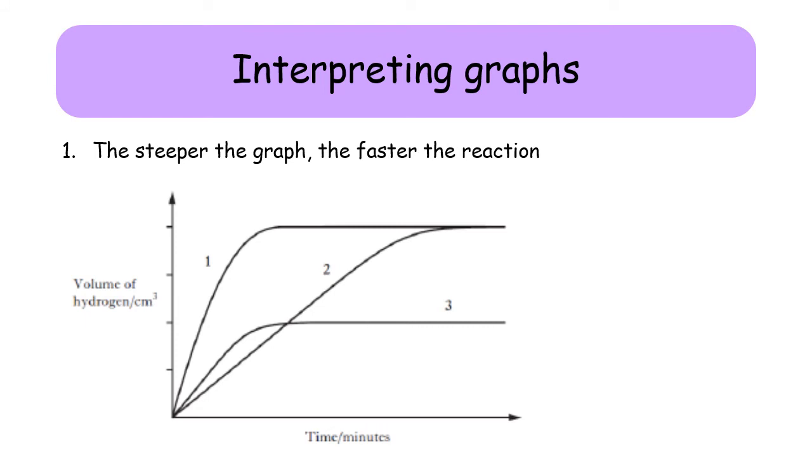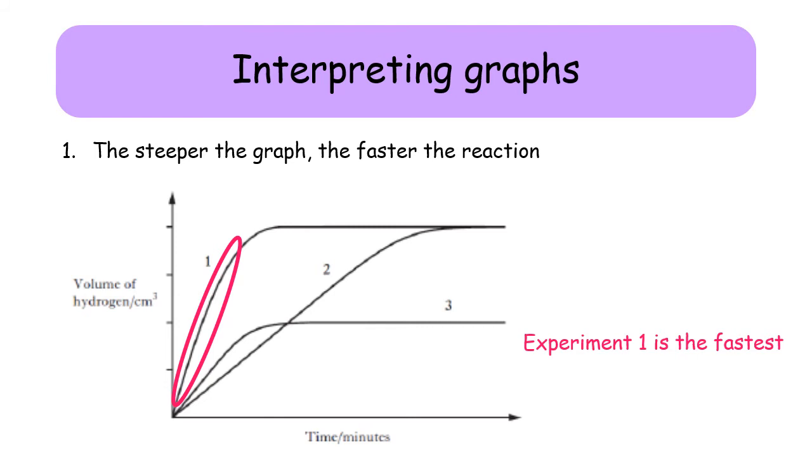Now, depending on the graph that you've got, you need to be able to use graphs to compare or tell us a few different things about rates of reactions. Now, the first thing you need to know is that the steeper the graph is, and that is how quickly it goes upwards, the faster the reaction is. So with these three graphs, reaction number 1 is definitely the steepest. And that means that experiment 1 is the fastest.